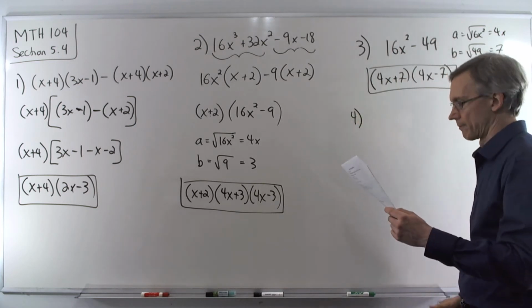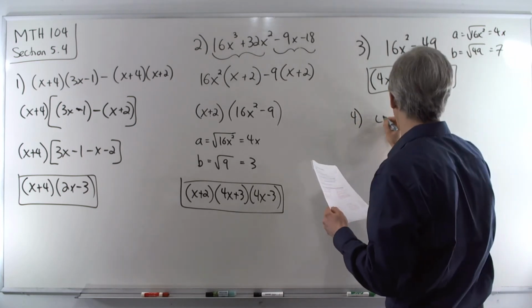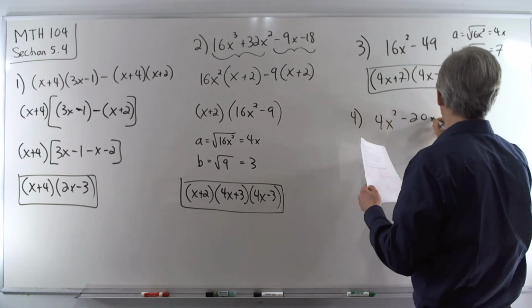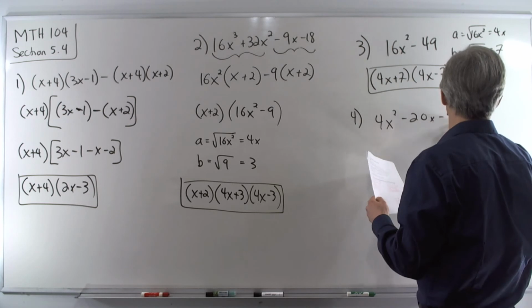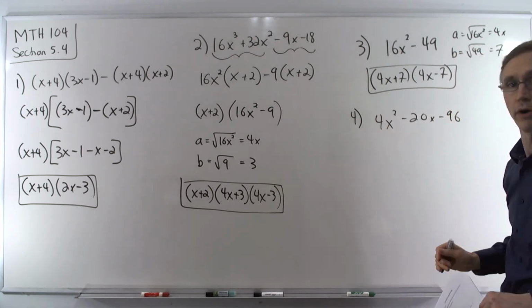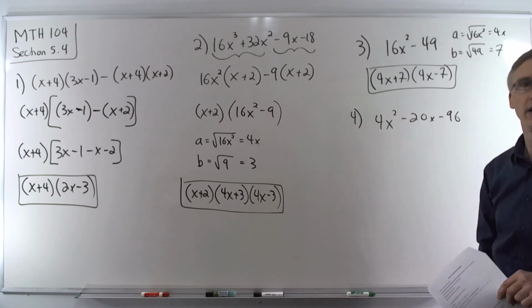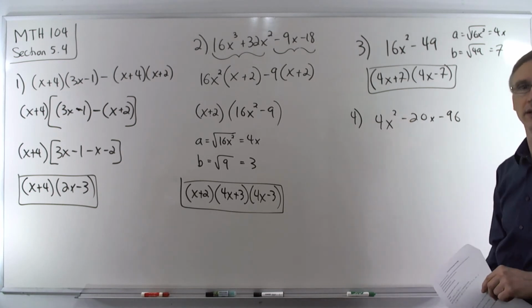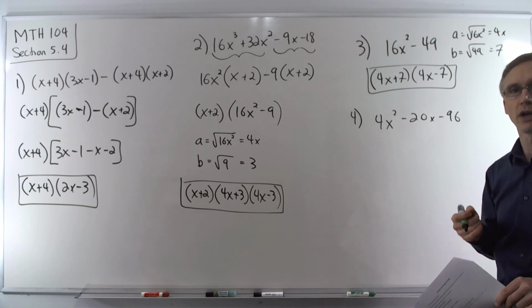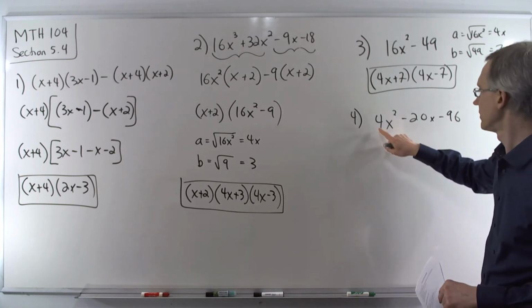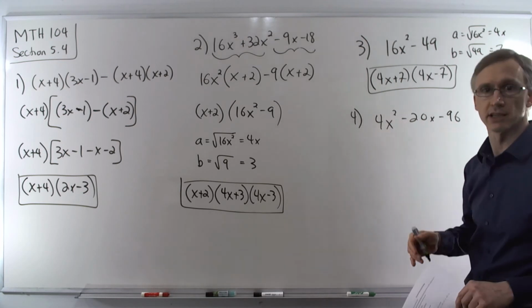Number 4. Now we could go ahead and use the AC method, 4 times 96, and go on from there. That's going to be very difficult to do that way. So first step in all of these, always look for a greatest common factor. 4 divides evenly into 4, 20, and 96, so we can factor out 4.